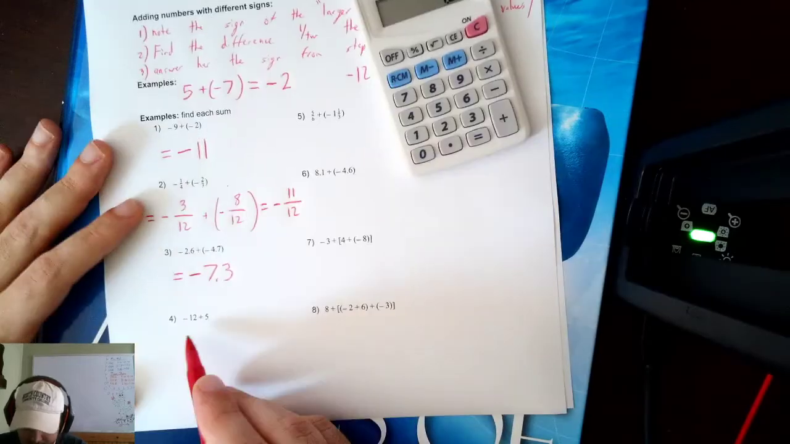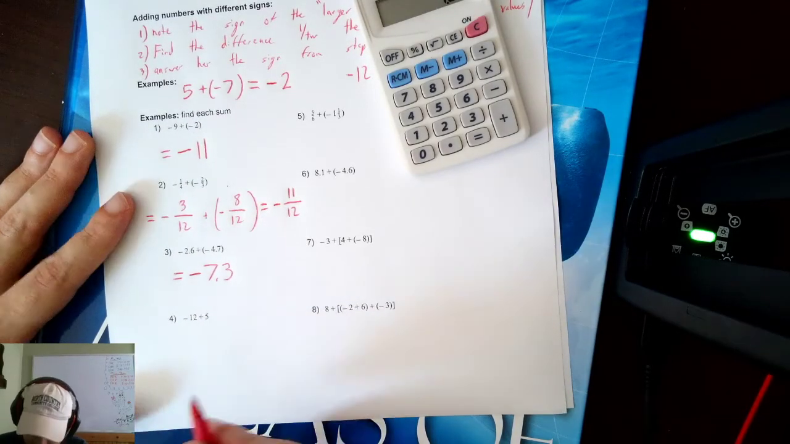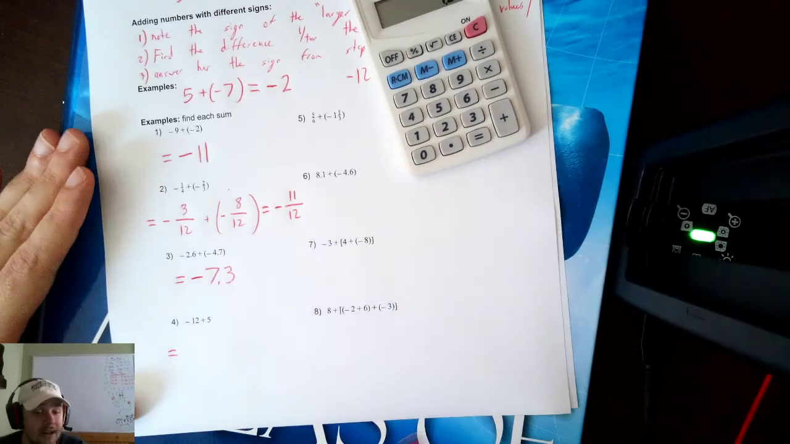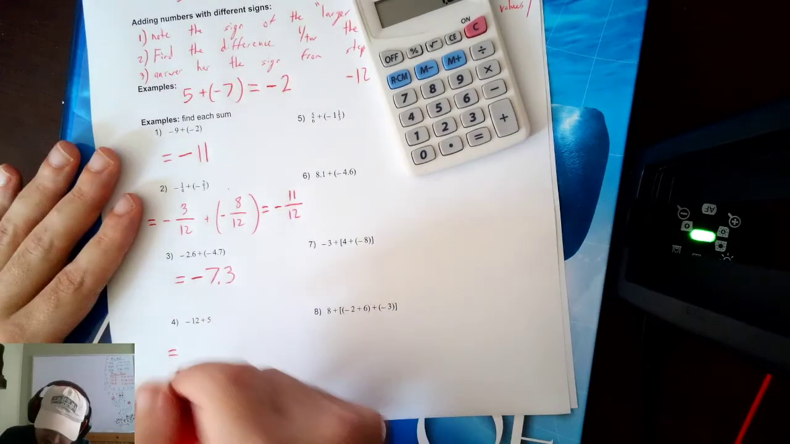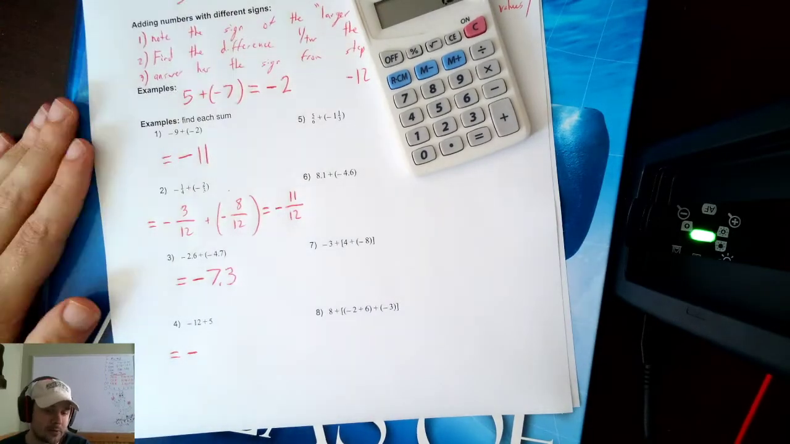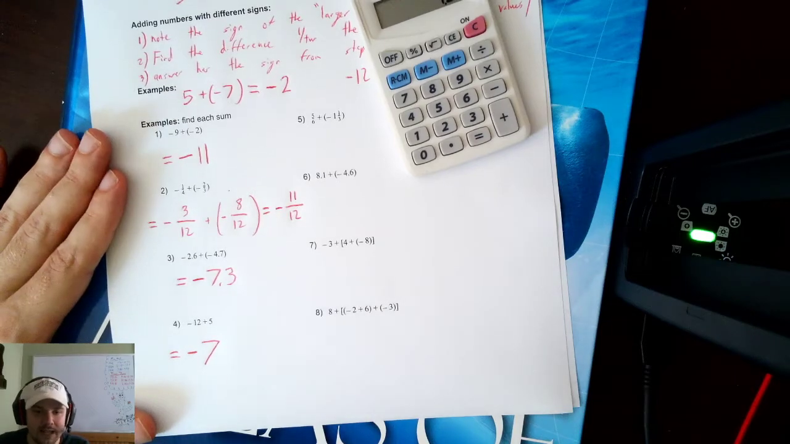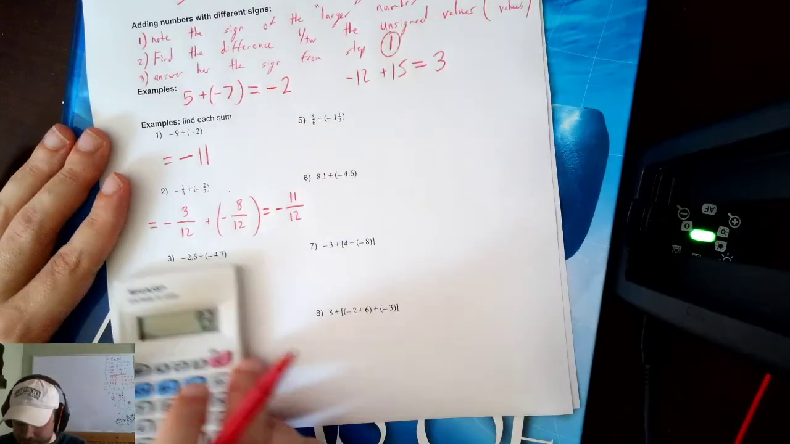In our fourth example, they have different signs. Negative 12 plus 5. So, which number is bigger, 12 or 5? 12 is, so my answer will have a negative sign. What is the difference between 12 and 5? Well, that's 7. So the answer will be negative 7.